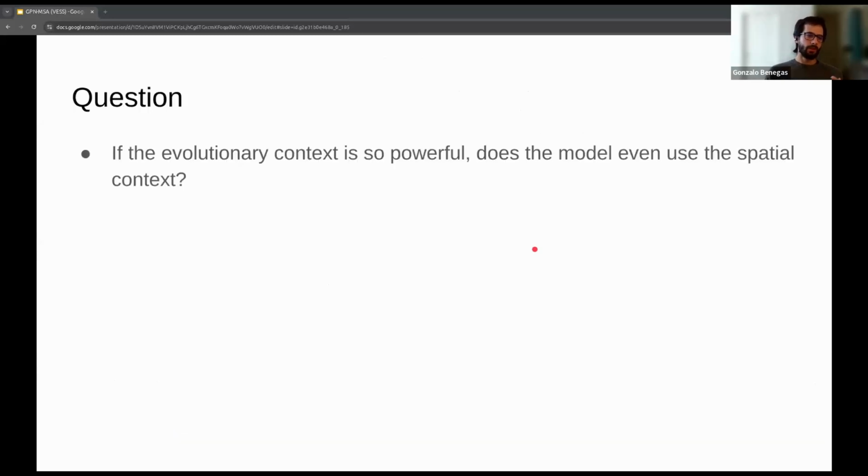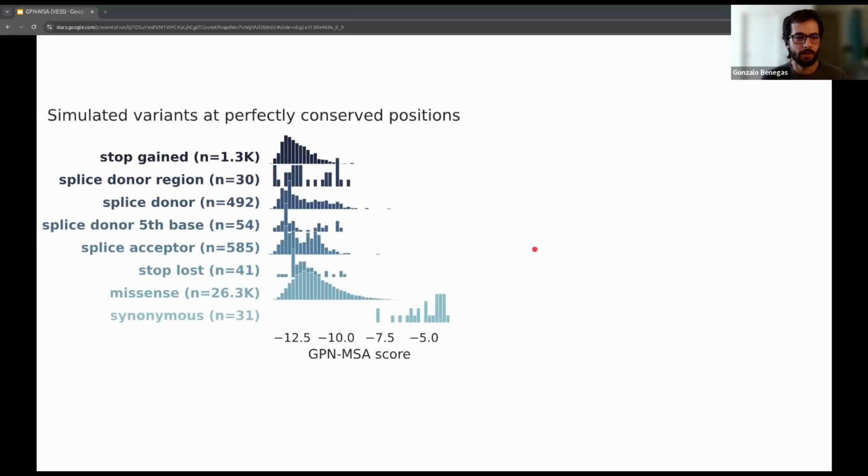Now an important question: the evolutionary context is really powerful. There's so much information in just the specific alignment column. So does the model even use the spatial context? To understand that, we did some experiments that I think show that it uses the spatial context as well.